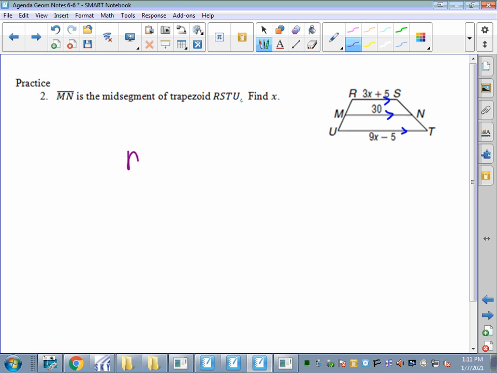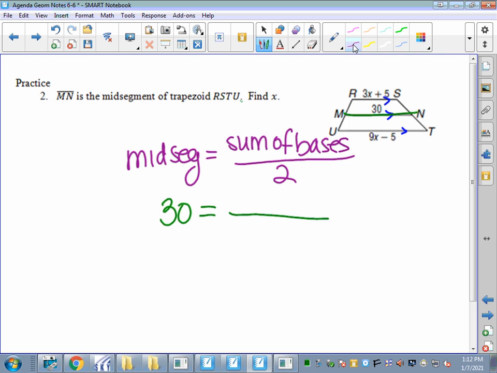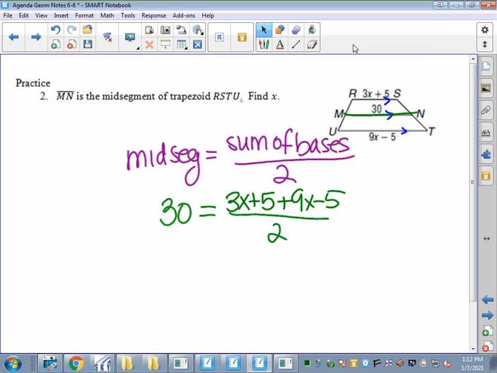But we also know that the mid-segment is equal to the sum of the bases divided by 2 or half of that, whichever one you like better. So I didn't just say, oh, this one's 10, this one's 20, figure out the mid-segment. I gave you some expressions. So the mid-segment is MN, so the length of MN is 30. The sum of the bases, so I'm going to add those two bases together. So I'm going to do 3x plus 5 plus 9x minus 5, all over 2.